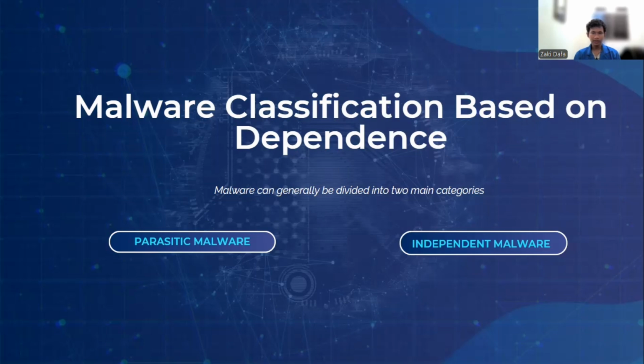The second main category is independent malware. This category consists of standalone programs that can execute on their own. When executed, these programs are capable of generating and distributing one or more copies of themselves without relying on or attaching to other programs.